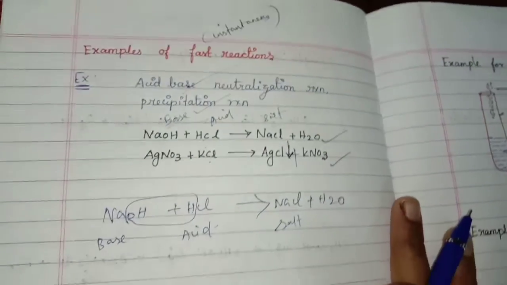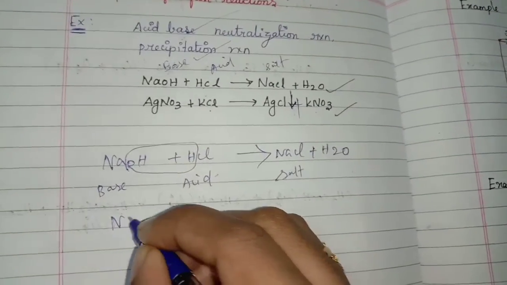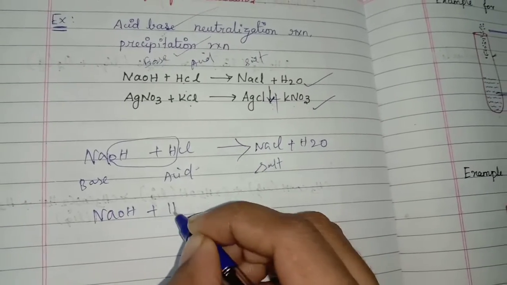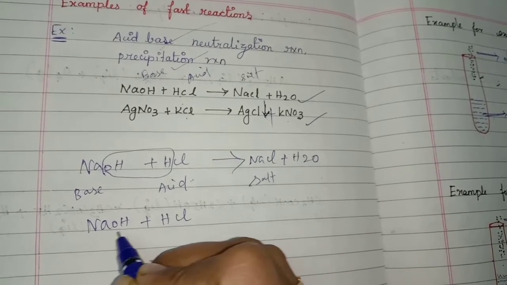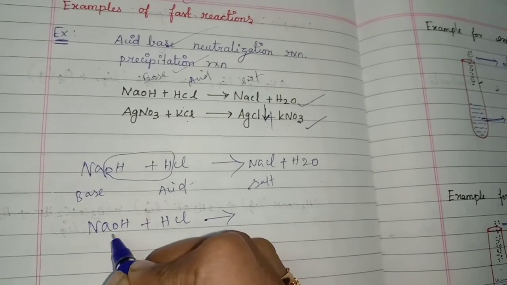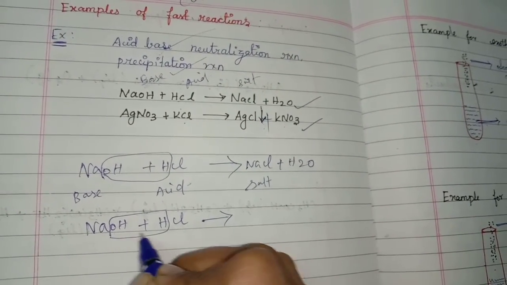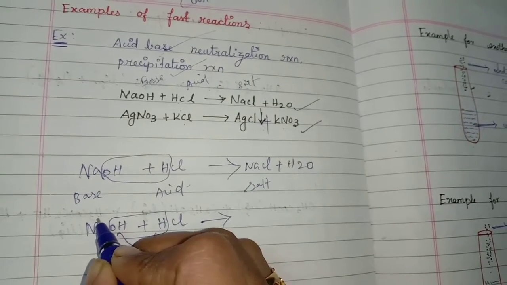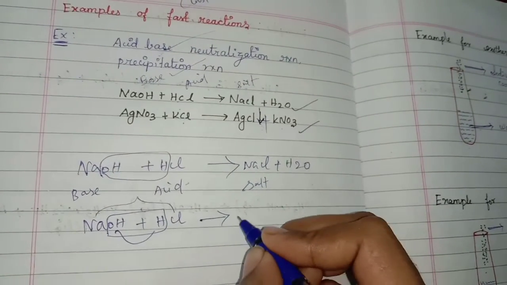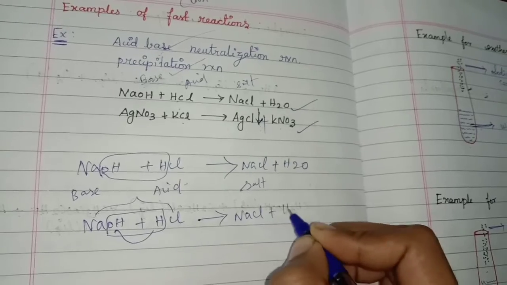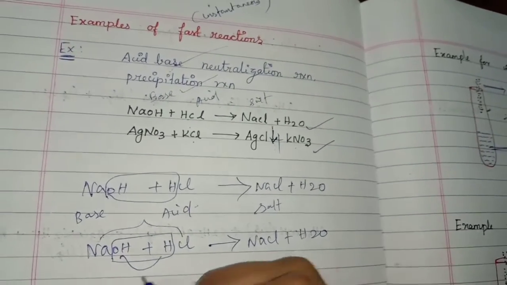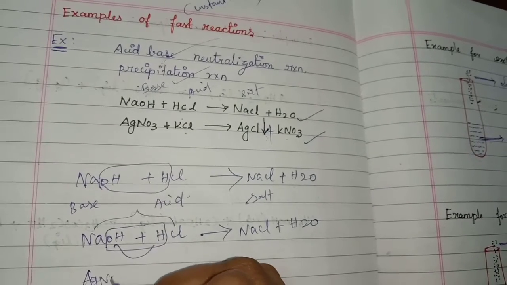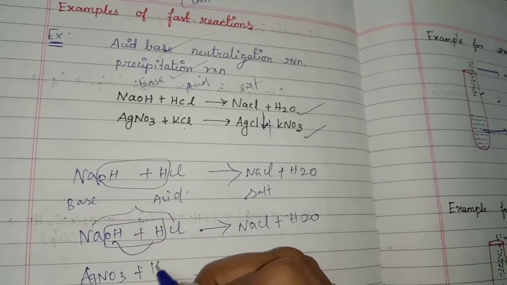Now I will explain how sodium hydroxide NaOH plus HCl: sodium hydroxide, the base we are taking, and HCl, the acid we are taking. These two react with each other, then H2O combines and NaCl combines. So we got NaCl plus H2O. So the acid base reaction occurs very fast. And second one, silver nitrate, AgNO3 plus KCl.